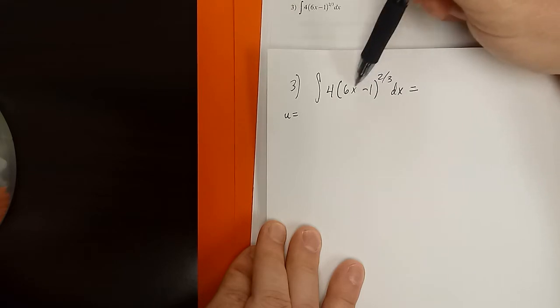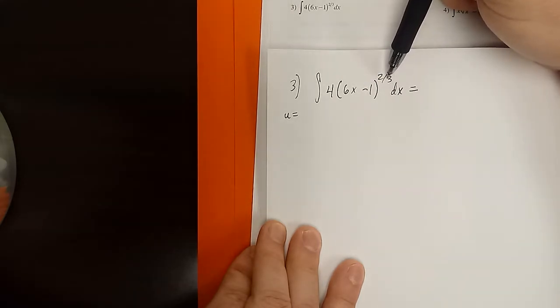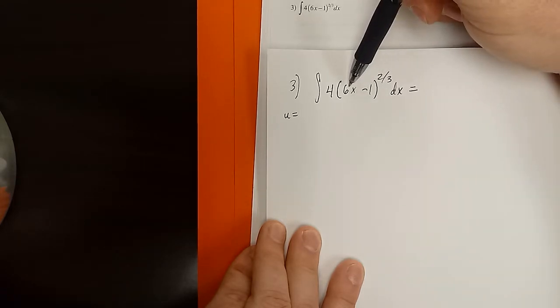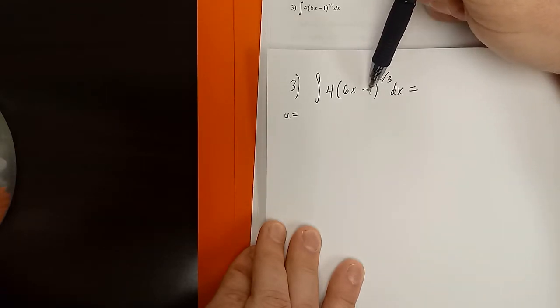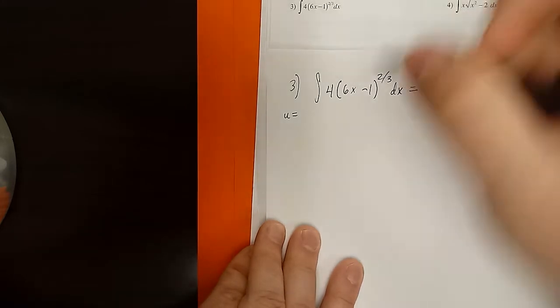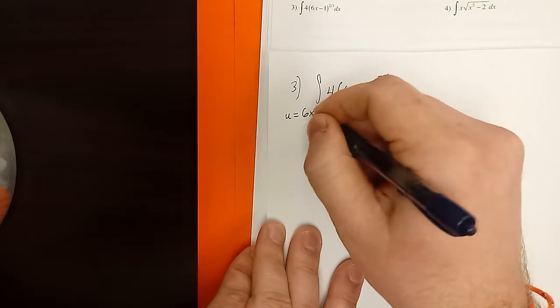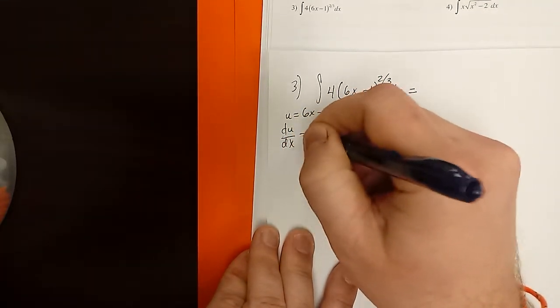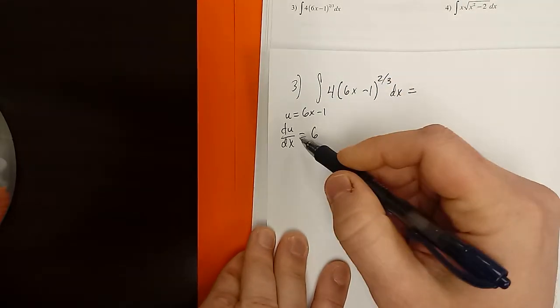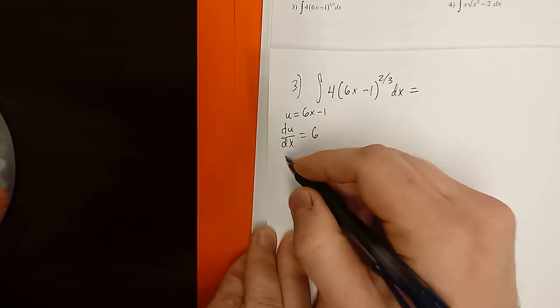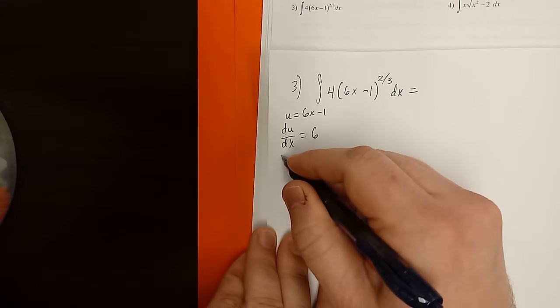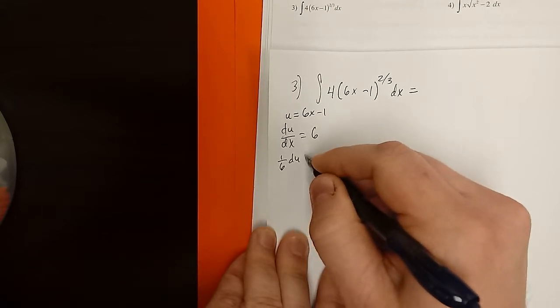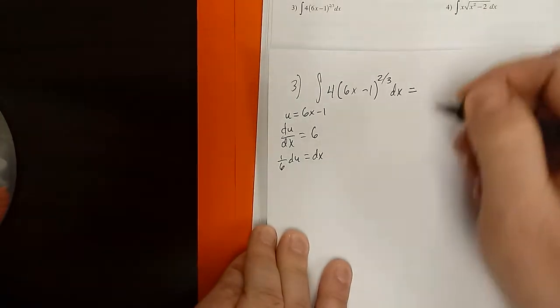Because if this had just said x to the 2/3, I know how to do that. I add 1 to the exponent, divide by the new exponent. Since it says this big mess of 6x minus 1, that doesn't work anymore. And so we're going to make 6x minus 1 u. And then we'll take the derivative, du dx, and we get 6. And so we're going to multiply by dx, then divide by 6. Hopefully you see it's the same as before. It's going to be 1/6 du is equal to dx.